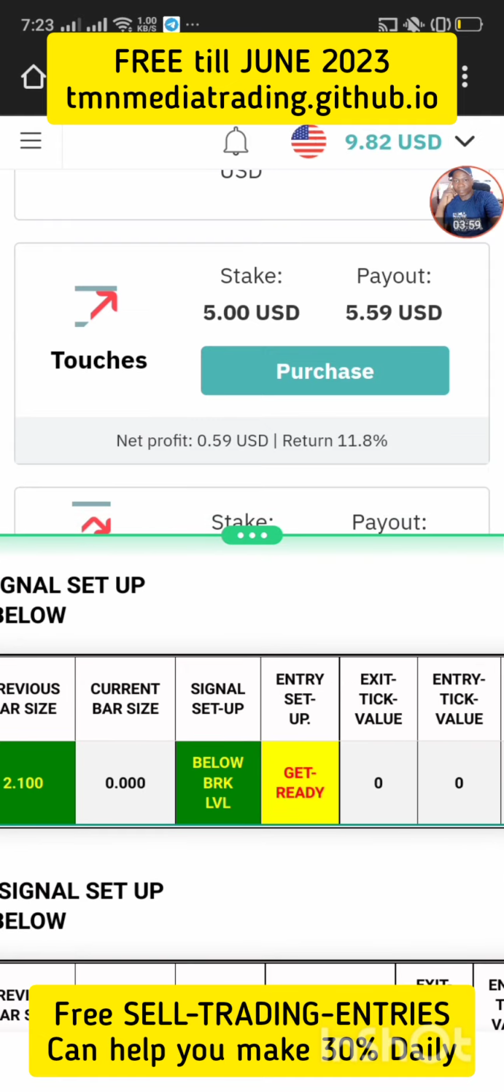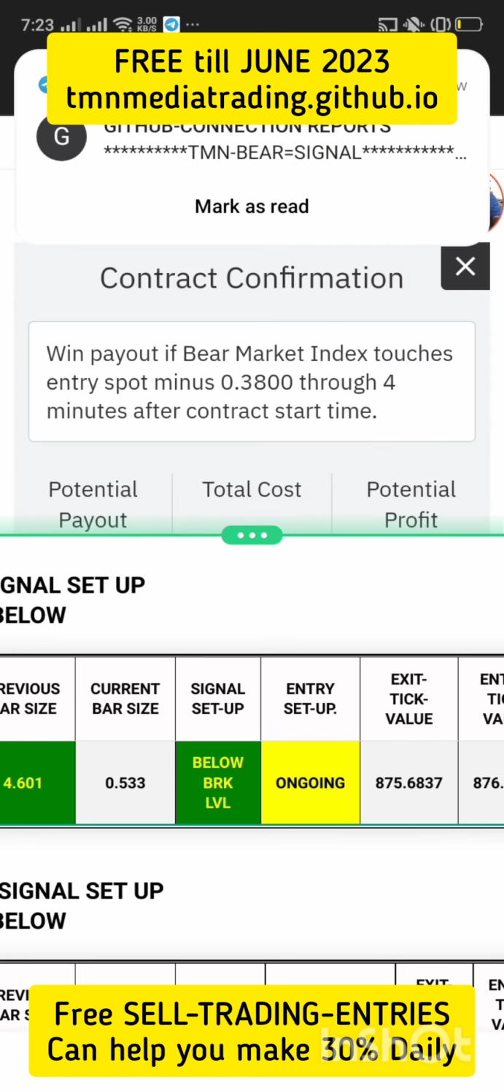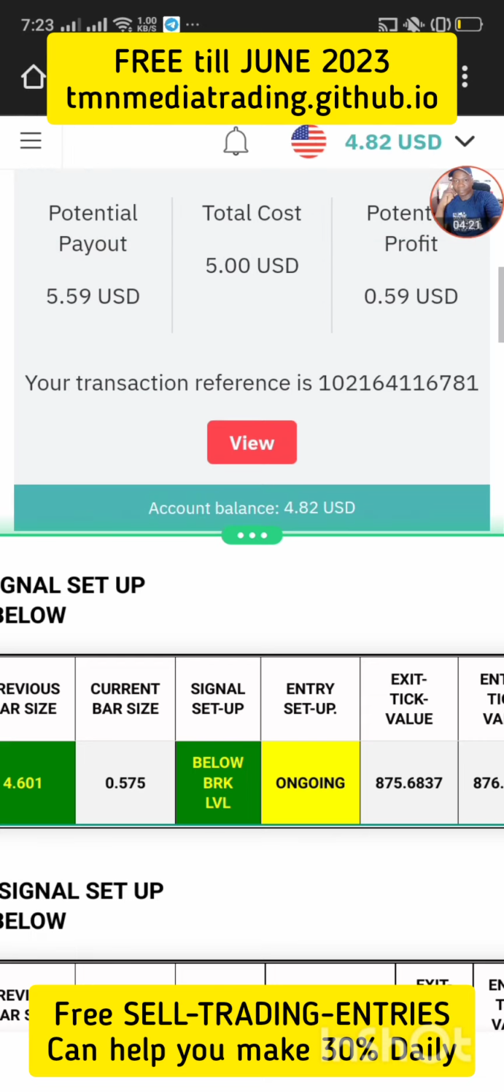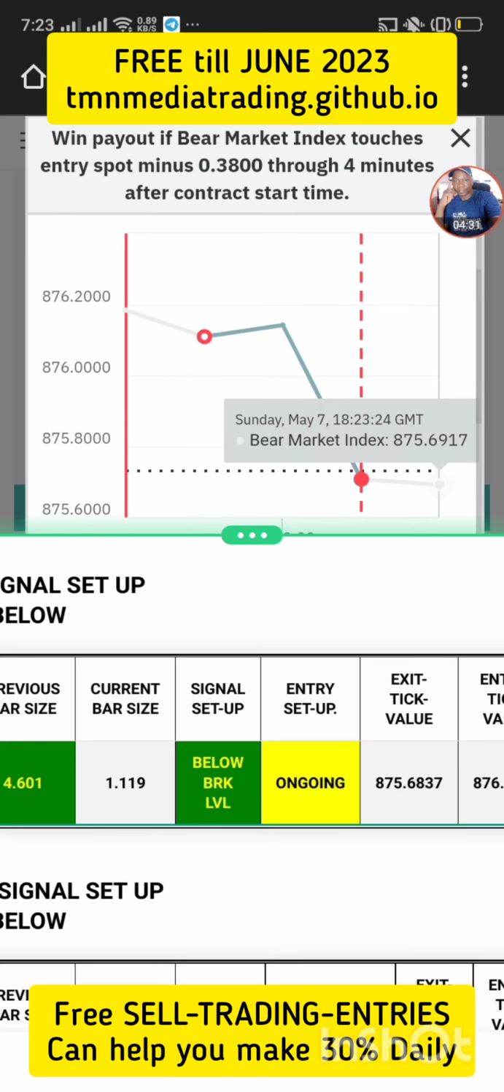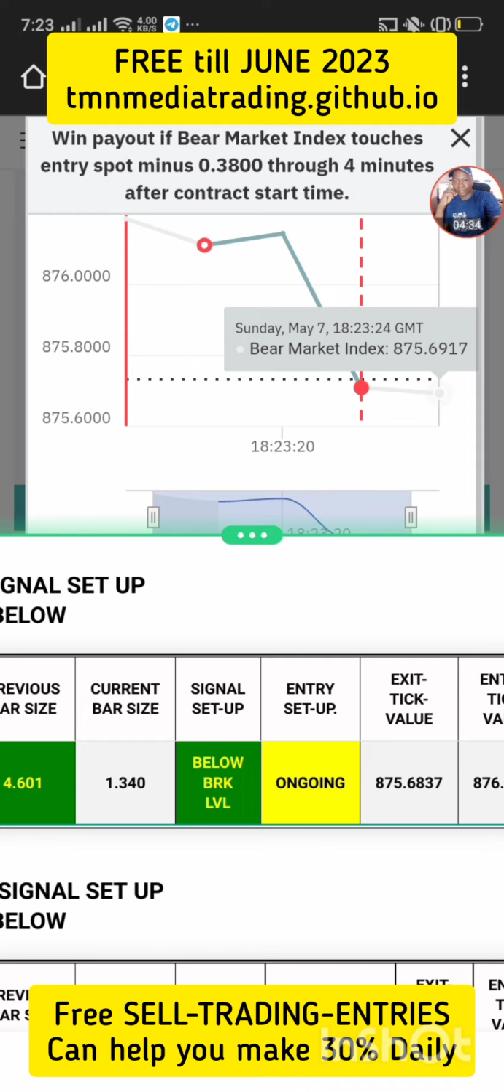So here we're waiting for it, it says get ready. So we'll be waiting for enter. Enter. You can see enter right there. Okay. Immediately you see enter, you enter, then you see ongoing. Ongoing means the trade is now ongoing. You can see I've won my trade. When you enter exactly when you should enter, you're going to have good results.